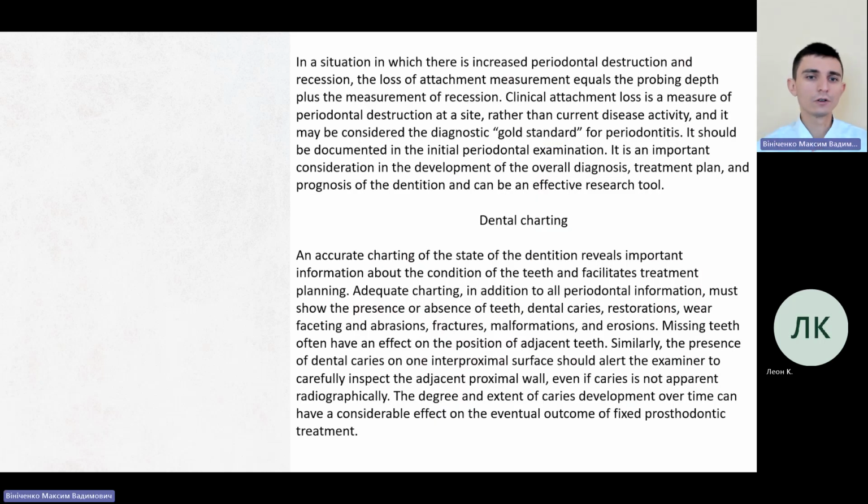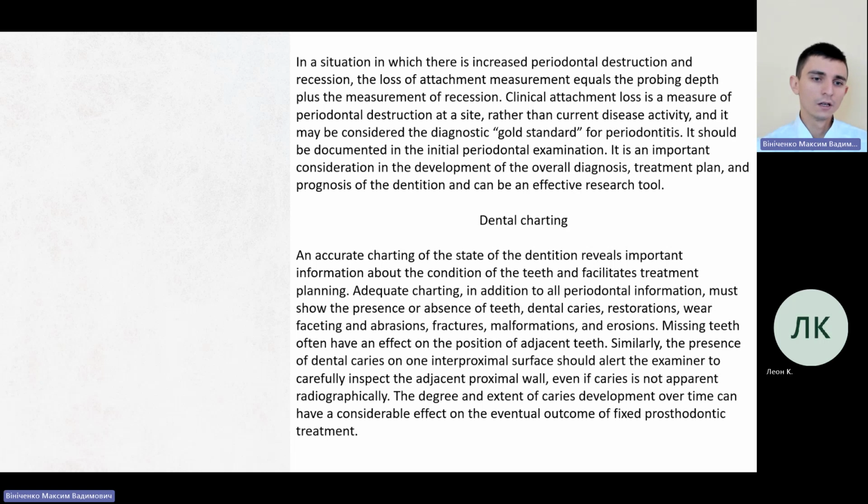In a situation in which there is increased periodontal destruction and recession, the loss of attachment measurement equals the probing depth plus the measurement of recession. Clinical attachment loss is a measure of periodontal destruction at a site rather than current disease activity, and it may be considered the diagnostic gold standard for periodontitis. It should be documented in the initial periodontal examination. It is an important consideration in the development of the overall diagnosis, treatment plan, and prognosis of the dentition and can be an effective research tool.